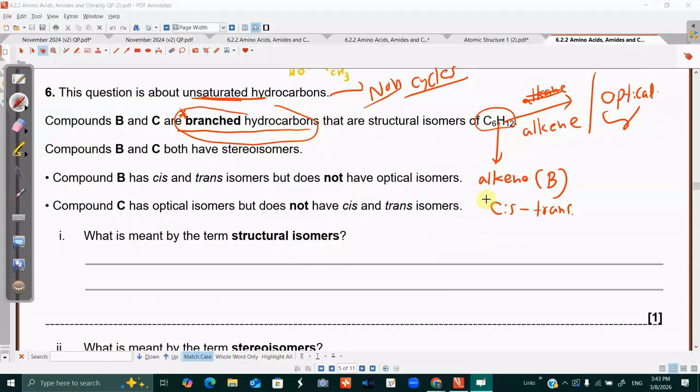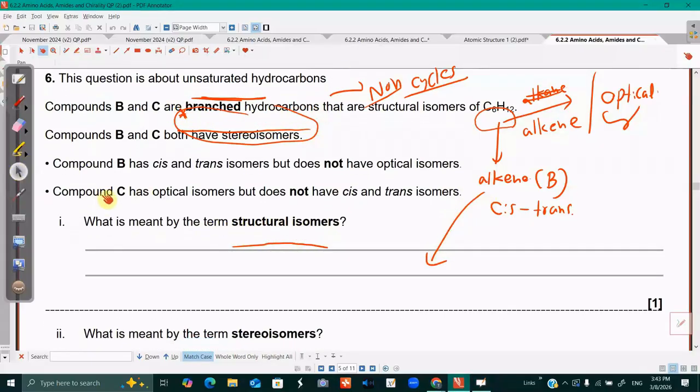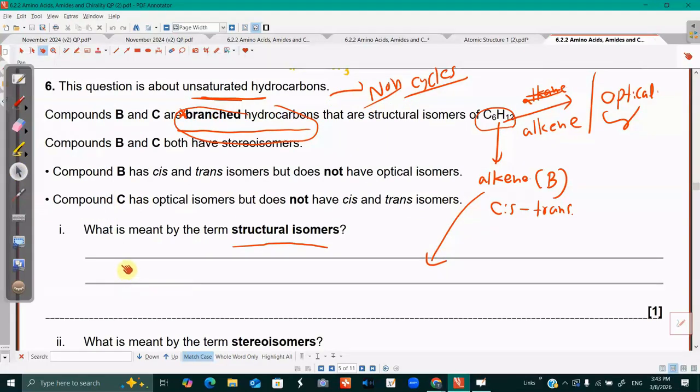Can you come up with a... now, first one is: what is the structural isomer? What is the structural isomer? You can answer this part now. What does it mean? What is the structural isomer? Yeah, Puta? The structural isomer has the same molecular formula but different structures, right? Compounds having the same molecular formula but different structures, right?